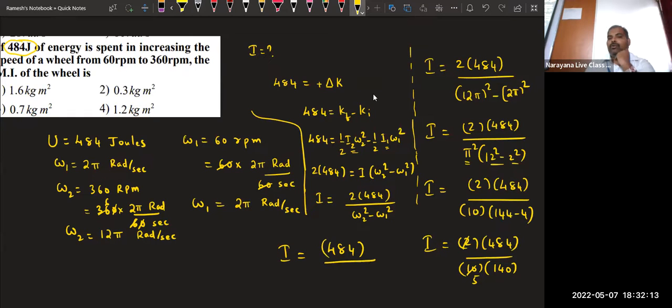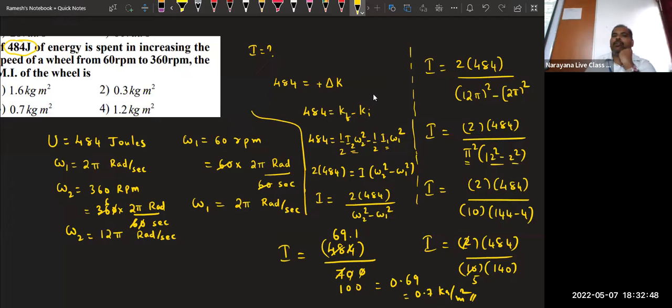484 whole divided by how much? 5 zeros are 0, 5 14s are how much? 7,700. So we have to simplify this. 7 ones are 7, zeros are 0, 7 6s are 42, and 64 means what? 7 nines are 63 and 7 ones are. That is how much? 0.69. Almost 0.7 kg meter square is our answer.